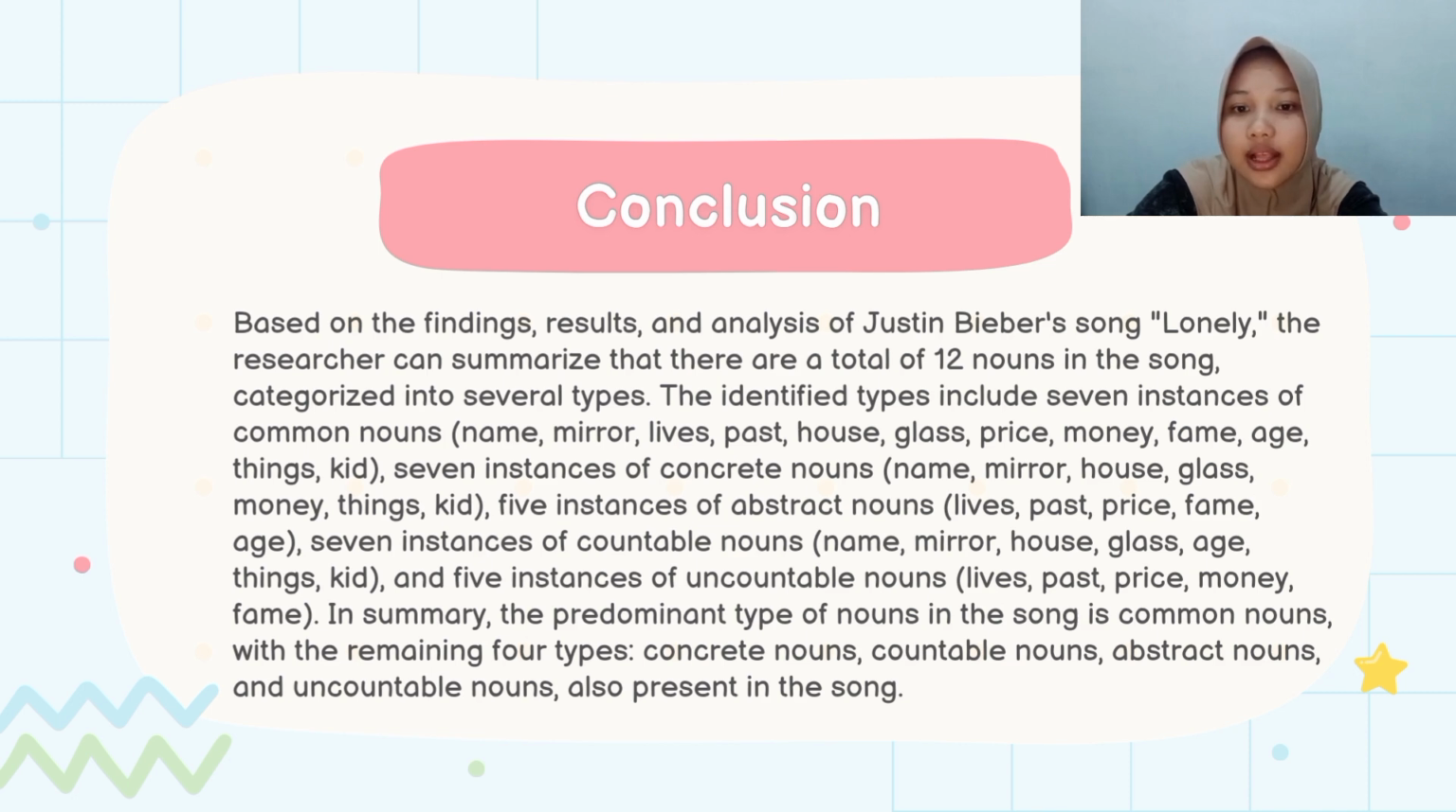7 instances of countable noun: name, mirror, house, glass, egg, things, kid. And 5 instances of uncountable noun: lives, fast, fries, money, fame. In summary, the predominant type of noun in the song is common nouns, with the remaining 4 types: concrete noun, countable noun, abstract noun, and uncountable noun also present in the song.